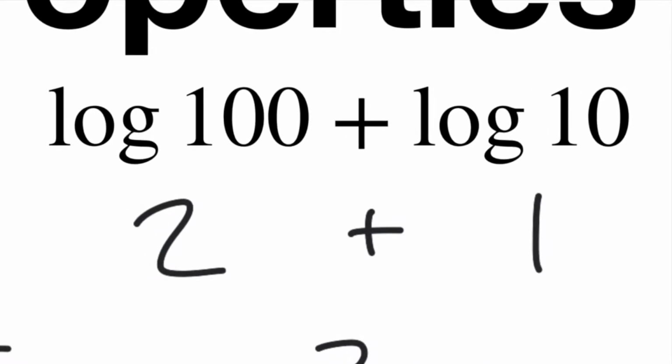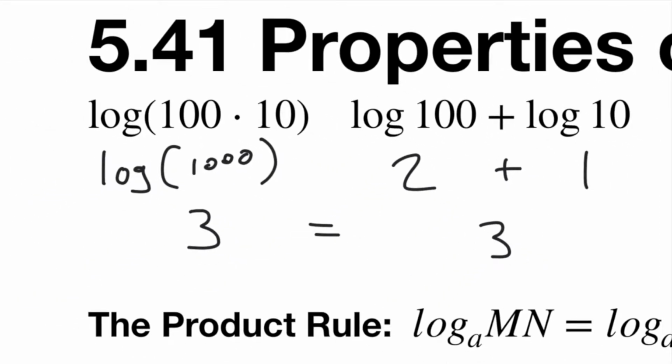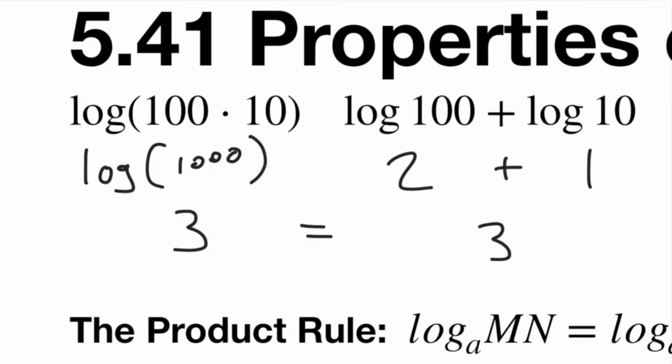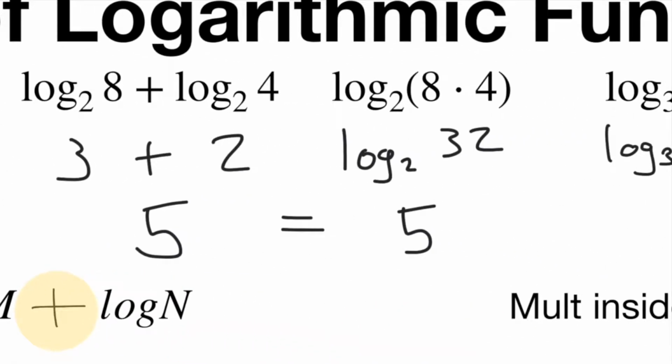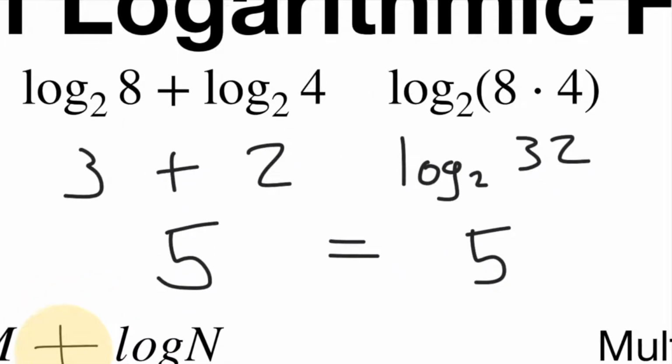Similarly, you could say that log of 100 is 2, and log of 10 is 1, and 2 plus 1 is 3. So check this out. You can actually say that log of 100 times 10 is equal to log of 100 plus log of 10. Let me show you what that looks like with this same structure, different multiplication.